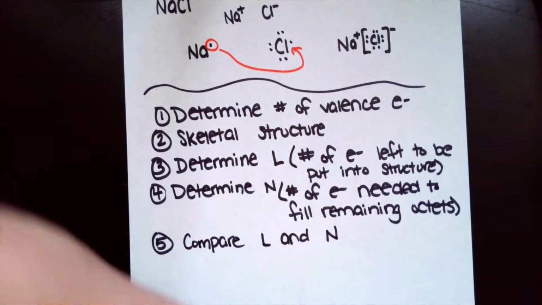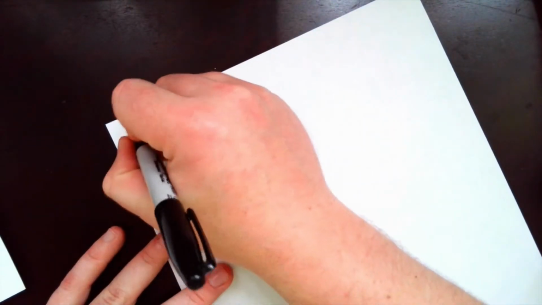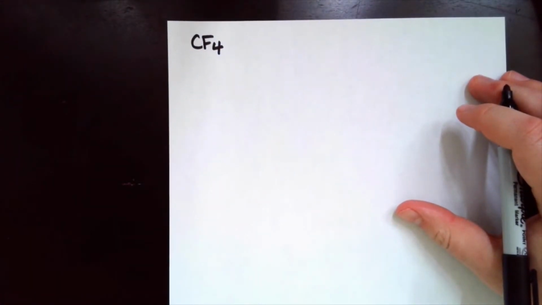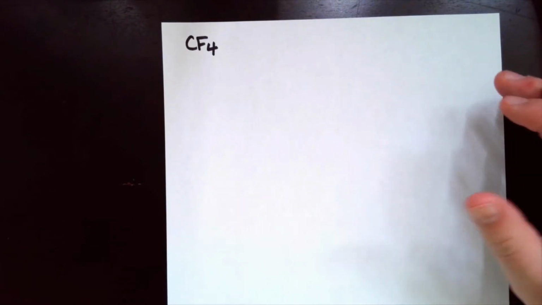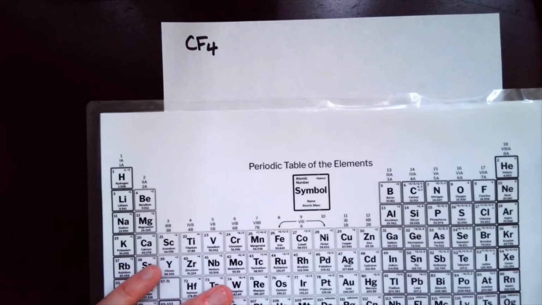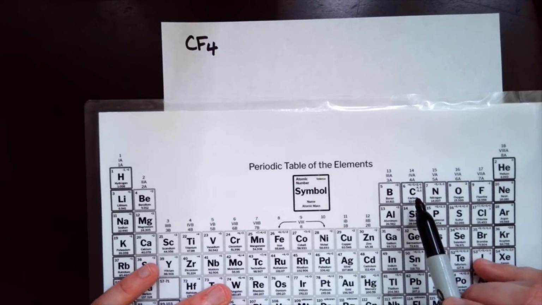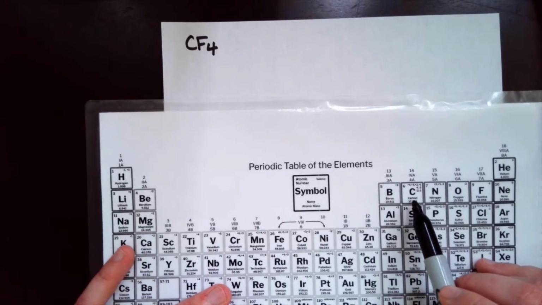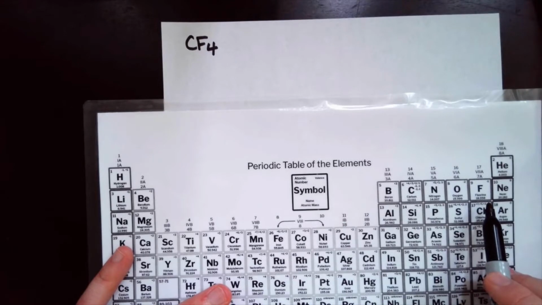Okay, so to start, I'm going to start with the Lewis structure of CF4. So carbon tetrafluoride. So the first step, again, determine the number of valence electrons. And you get that from the periodic table. So basically just count along the row that atom's in. 1, 2, 3, 4. There's carbon. So carbon has 4 valence electrons. Fluorine, 1, 2, 3, 4, 5, 6, 7. Fluorine has 7. Right?